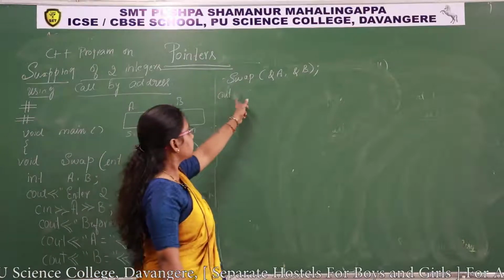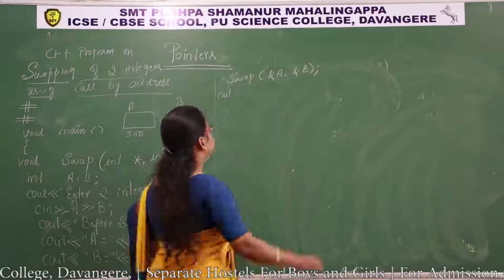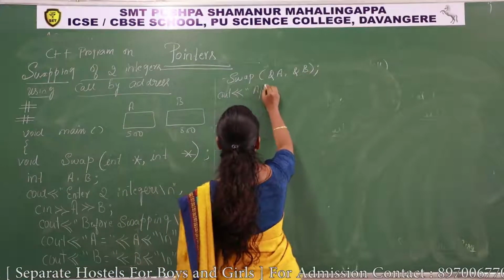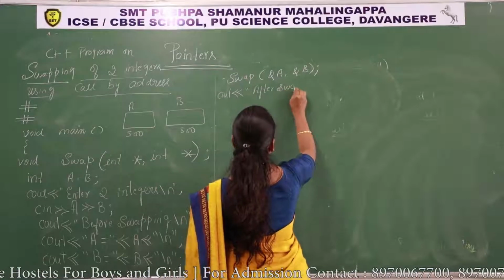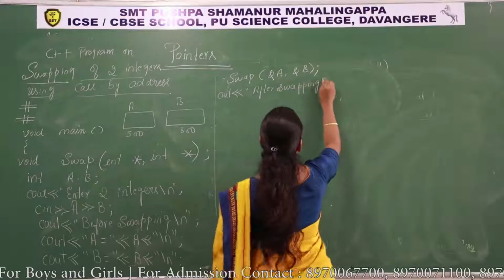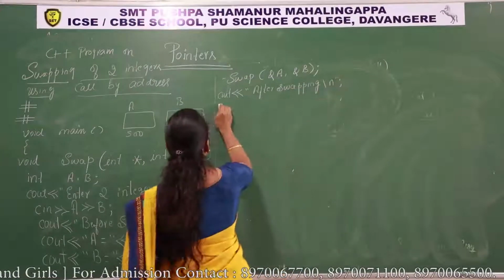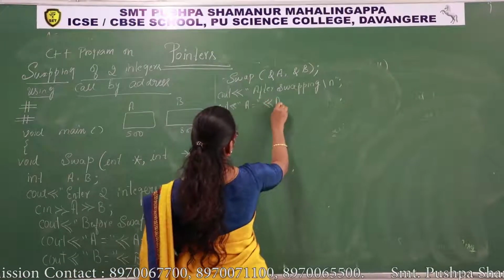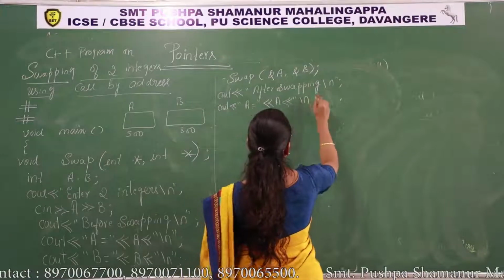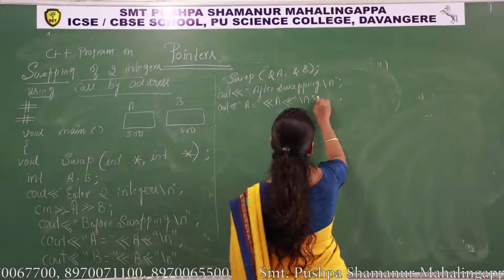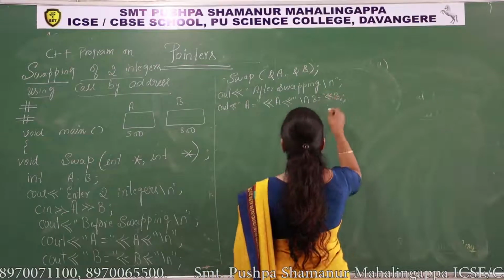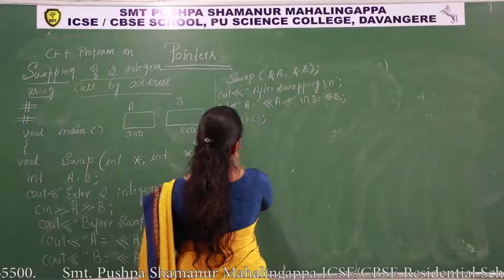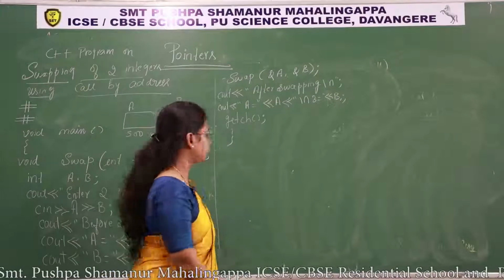After that, the swapped values we shall display from main. cout after swapping, cout insertion a is equal to a, backslash n, then b is equal to b, getch, close. Now we have to define the function.